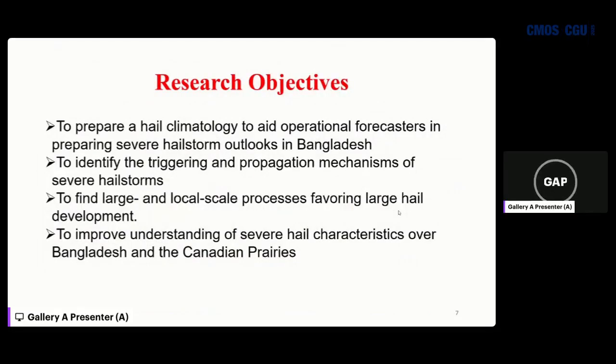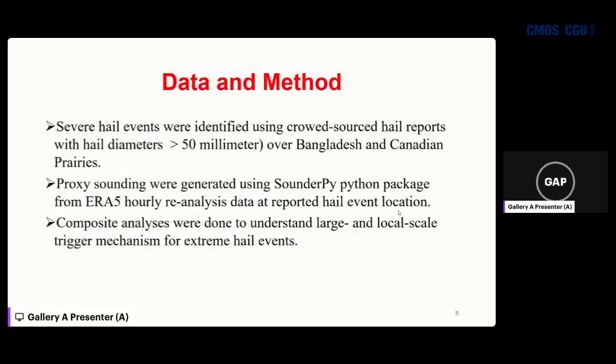So my research objective this year, as I mentioned at the beginning, it is the first study which is looking at the severe hail climatology over Bangladesh and comparing it with the Canadian prairies. And at the end, I'll try to produce a climatology of the hail, so that the operational weather forecaster can use this information to give advance warning of severe hail events. So for the data and method, I mostly use crowdsourced data.